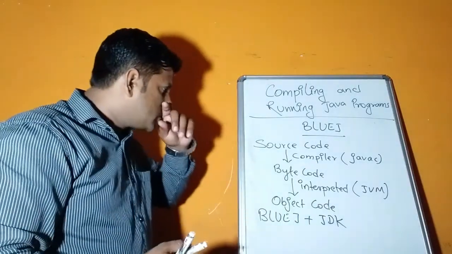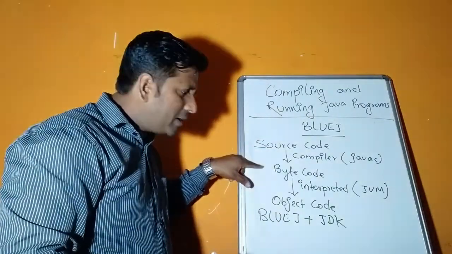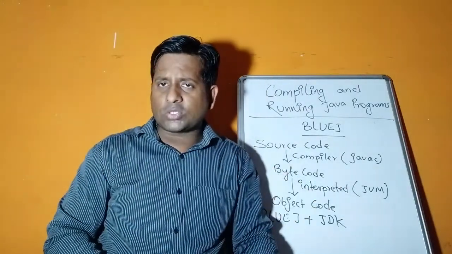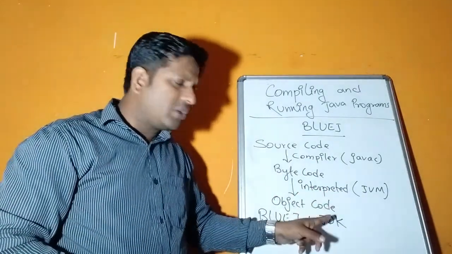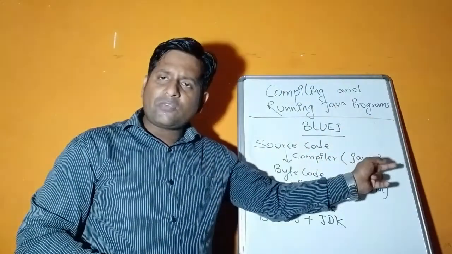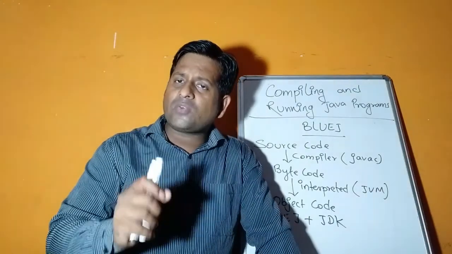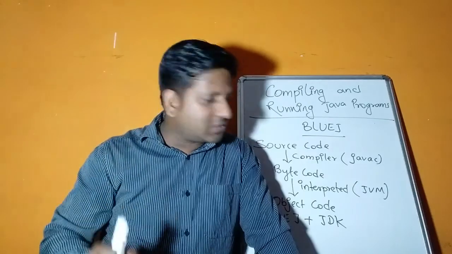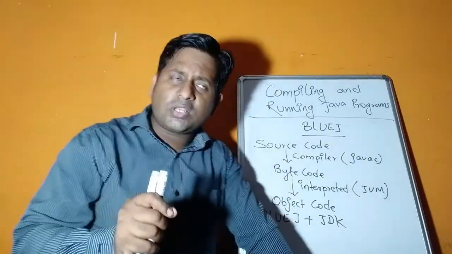Okay, children, once again I am saying, source code is compiled to bytecode, bytecode is interpreted to object code, then only the programs get executed. And this compiler, interpreter, they are stored in JDK, that is Java Development Kit. The compiler of Java is JAVAC, and the interpreter of Java is JVM, Java Virtual Machine. Compiler and interpreter both exist in JDK. Is this clear, children?